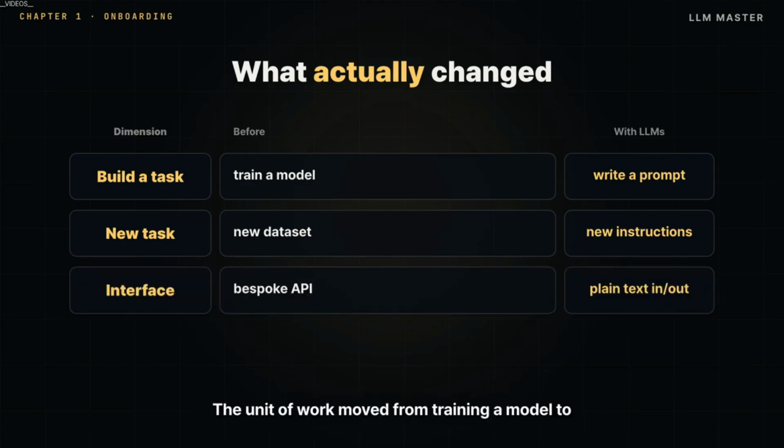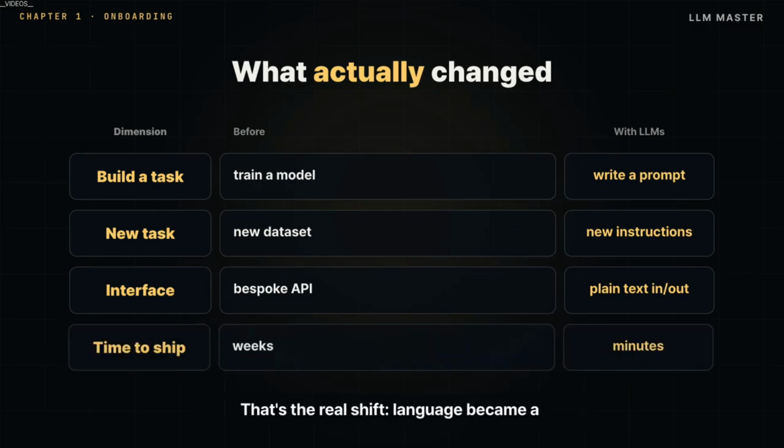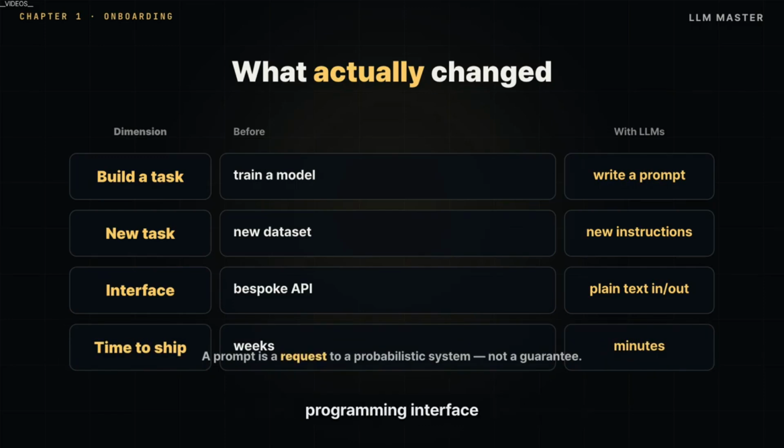Look at the table. The unit of work moved from training a model to writing a prompt. Shipping a new capability moved from assembling a dataset to writing a few sentences of instructions. That's the real shift. Language became a programming interface. The catch, and we'll keep coming back to this, is that a prompt is not code. It's a request to a probabilistic system, so the same input can give different outputs, and "it usually works" is not the same as "it always works."